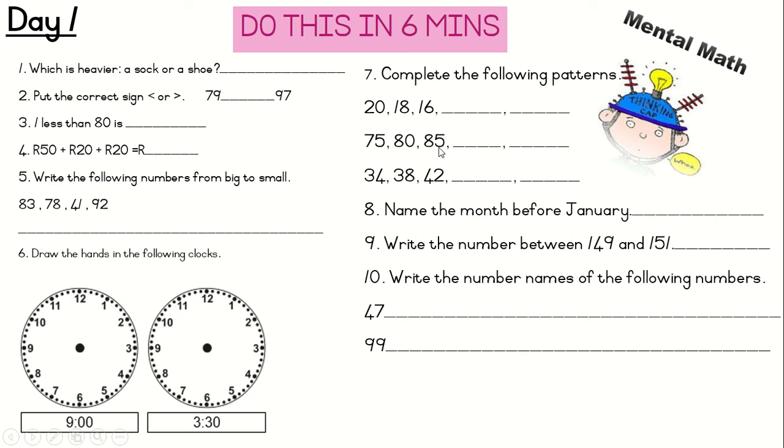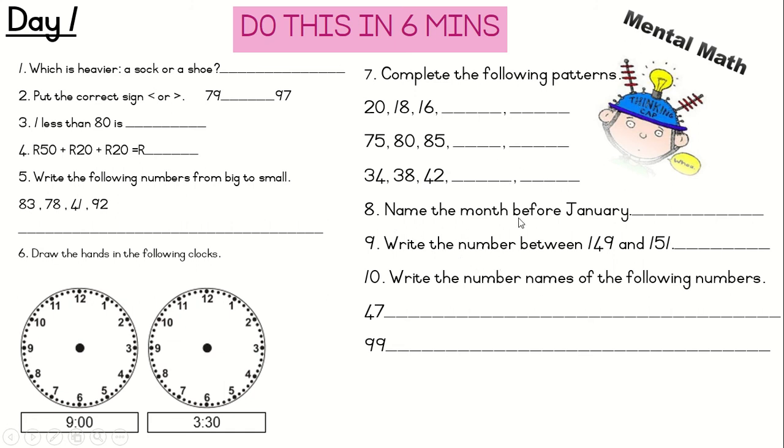75, 80, 85. What did I do with 75 to get to 80? I plus 5. What did I do with 80 to get to 85? I plus 5 again. So now you have to plus 5 with 85 to get your next number. Then 34 to 38. What did I do with 34 to get to 38? I plus 4. What did I do with 38 to get to 42? Plus 4. Now you do the same to get the following two numbers.